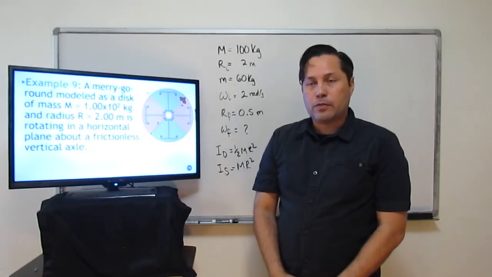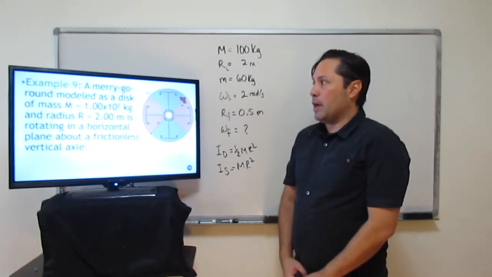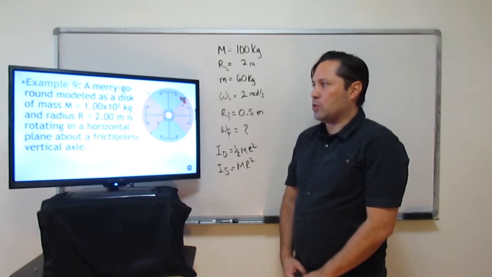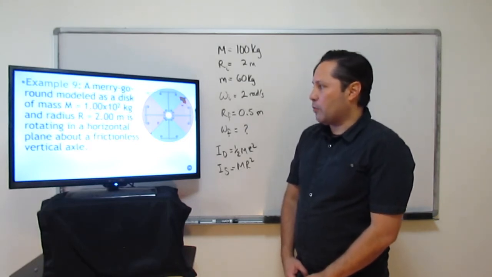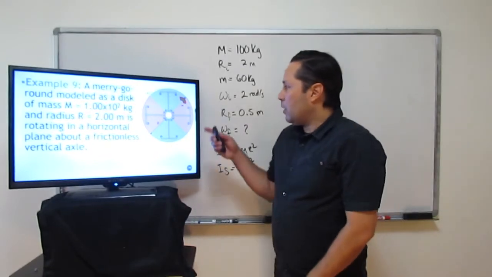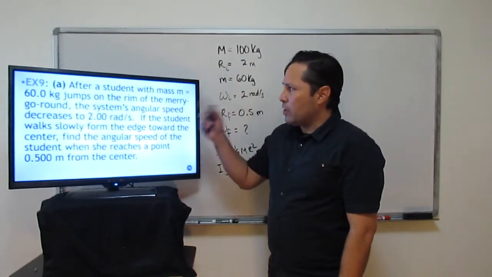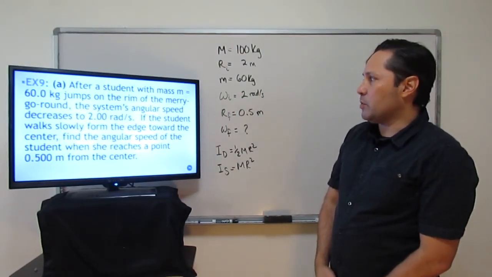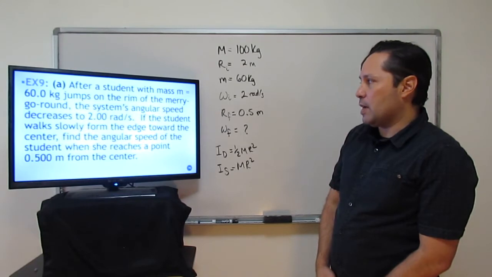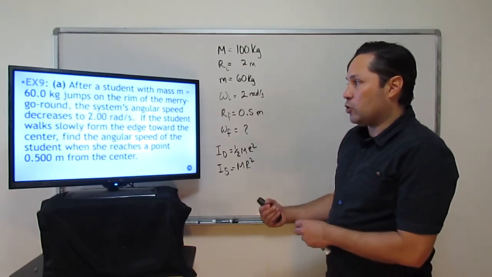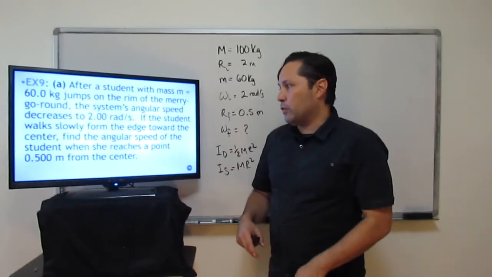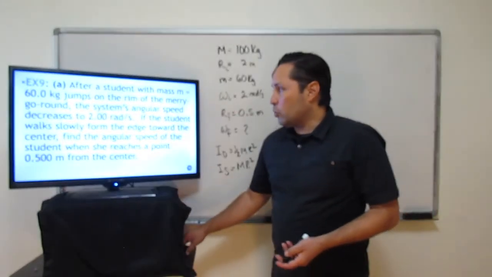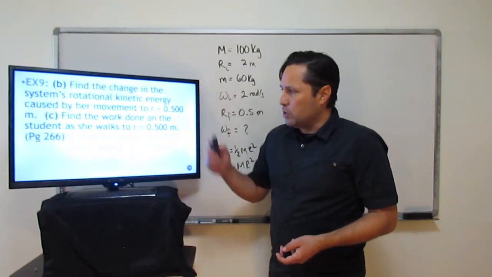In example 9, we're asked the following question. A merry-go-round modeled as a disc of mass 1 times 10 to the 2 kilograms and a radius of 2 meters is rotating on a horizontal plane about a frictionless axle. Now a student with a mass of 60 kilograms jumps on the rim of the merry-go-round. The system's angular speed decreases to 2 rad per second. If the student walks slowly from the edge towards the center, find the angular speed of the student when she reaches a point 0.5 meters from the center. Alright, so that is part A, and part B, we'll deal with that in a bit.